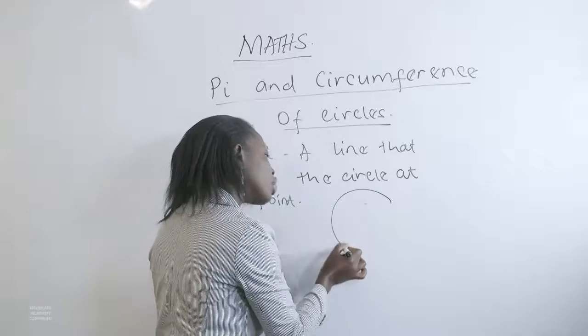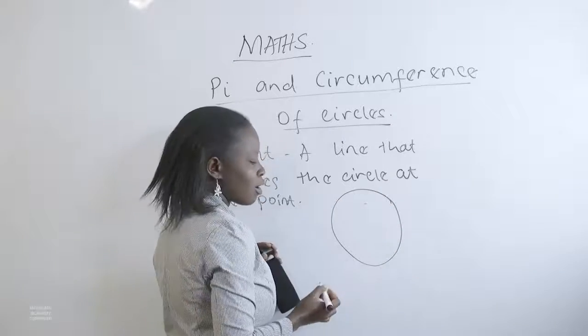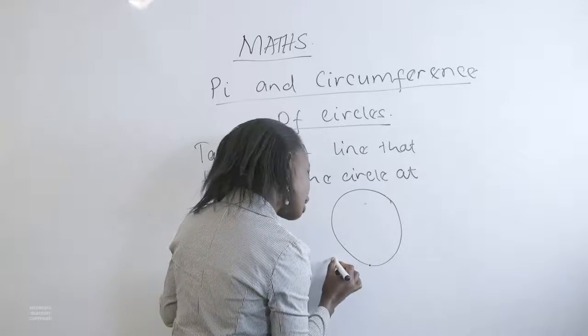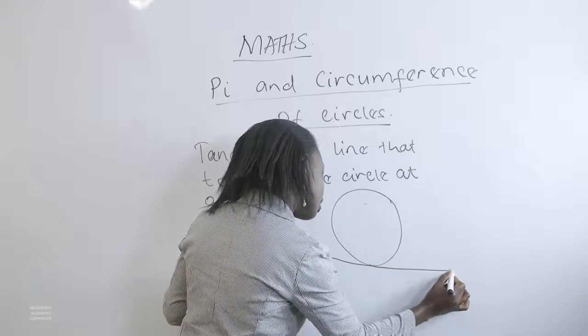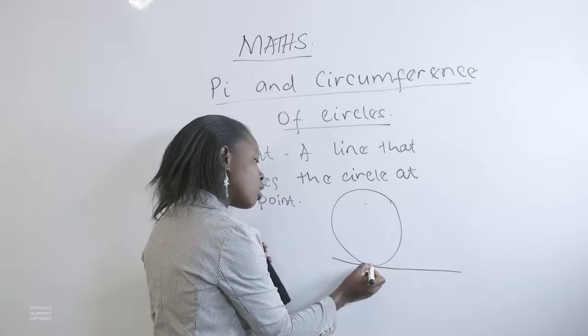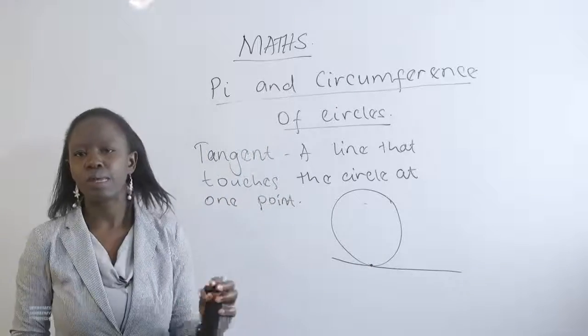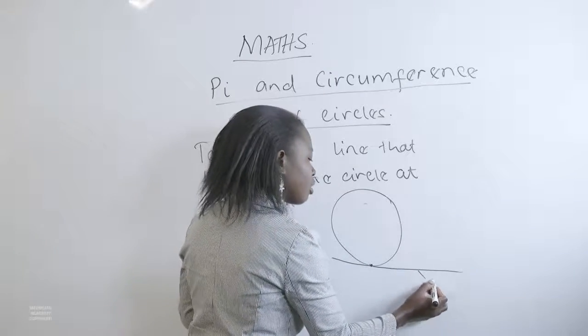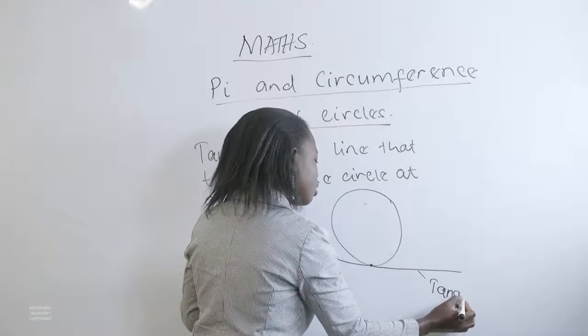So this is what I mean: if this is my circle, then I have a point on the circle where this line is touching. So it has passed at only one point of the circle. Then this is what we are referring to as a tangent.